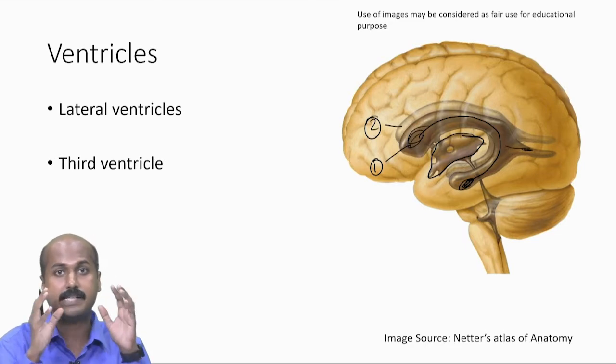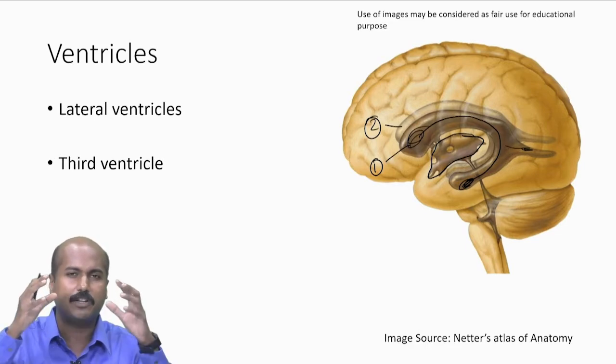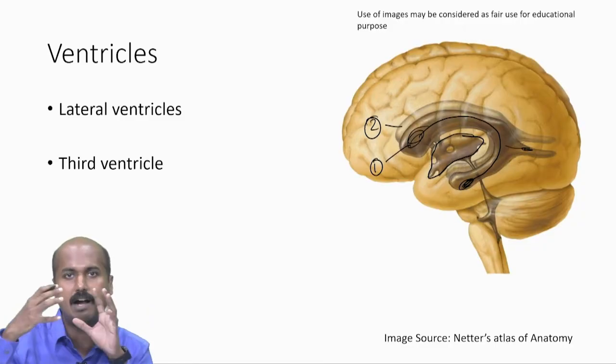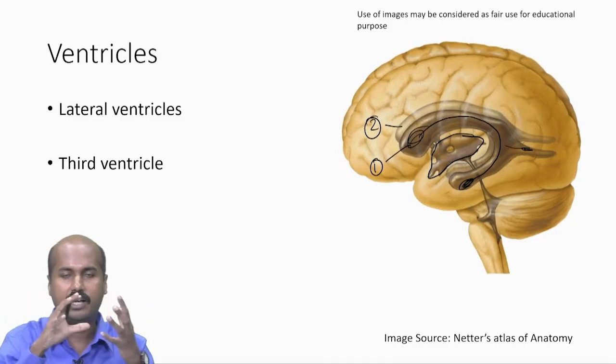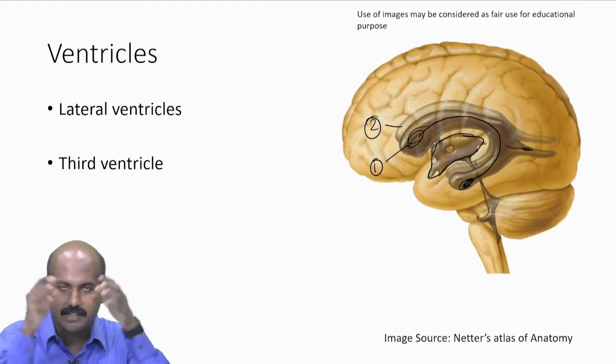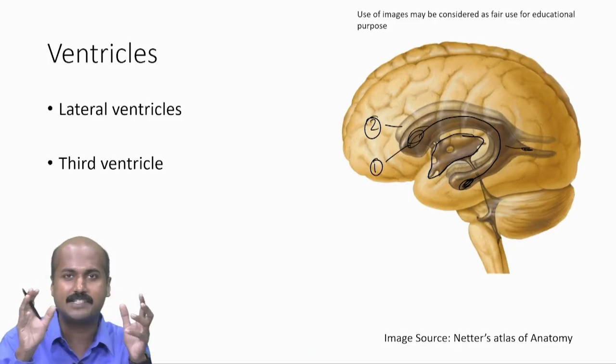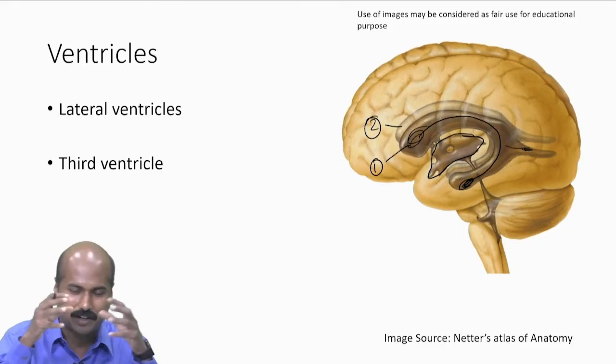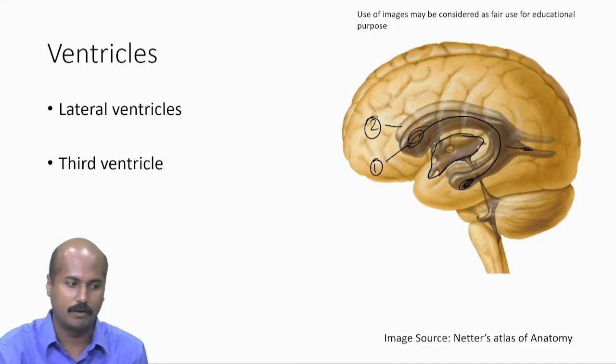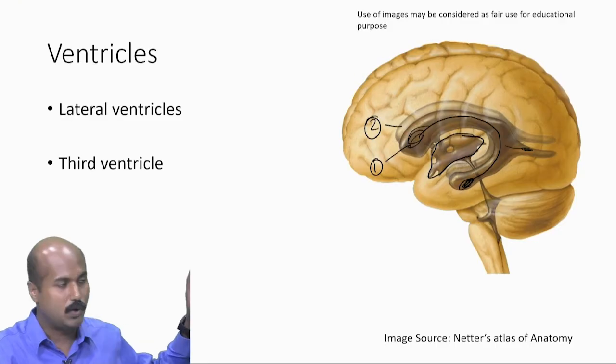Diencephalon is another part of the brain. The diencephalon is relatively hidden. You can't see the diencephalon very clearly when you examine the brain from the outside. The name diencephalon means between brain. So, it is located a little bit hidden within the core of the brain. Within the diencephalon, you have the third ventricle.